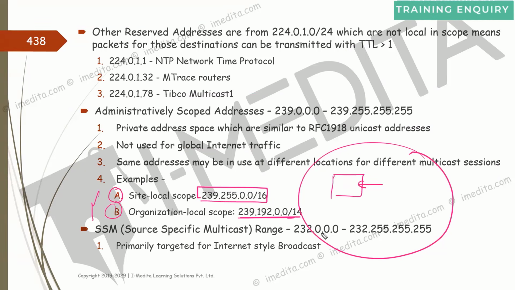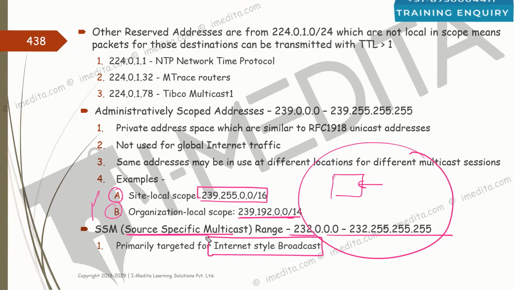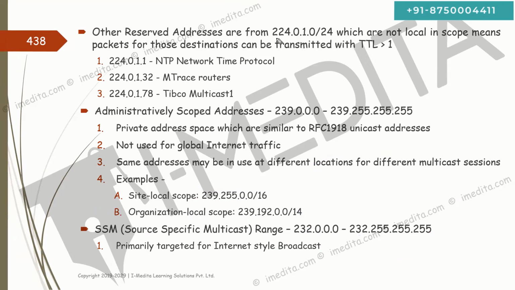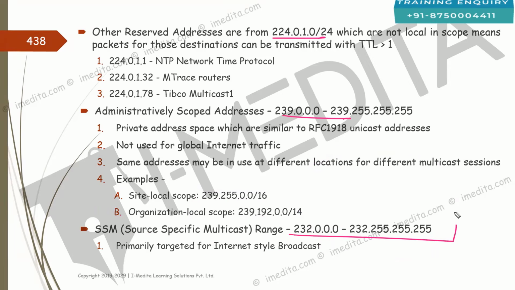And then there is a special range, the 232 range, which is reserved for something called SSM, source specific multicast, targeted for internet style broadcast. We'll discuss that later on. What is source specific multicast? So these are some reserved ranges like this, this, and this.